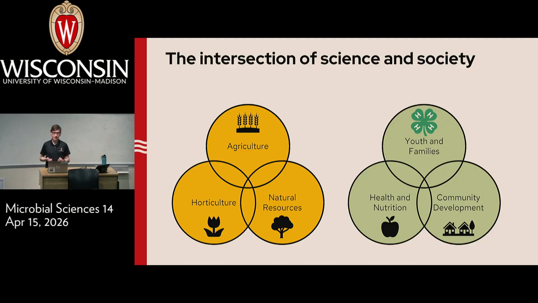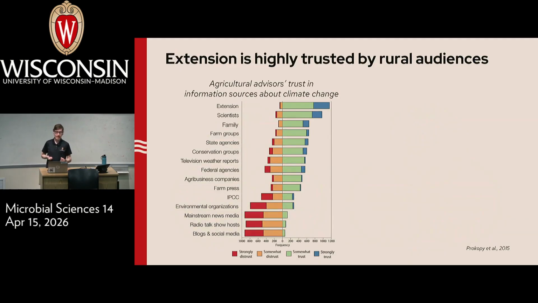One key strength of Extension that I want to highlight is that we are highly trusted by rural audiences. So this is just one example. I could pull any number of examples for this, but this is a graph with results from a survey of agricultural advisors. So this is people who advise farmers, essentially, on their practices. And when they were asked about their trust in different information sources about climate change, Extension is the most highly trusted source, even above scientists.